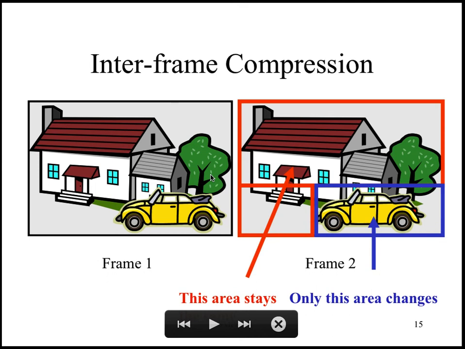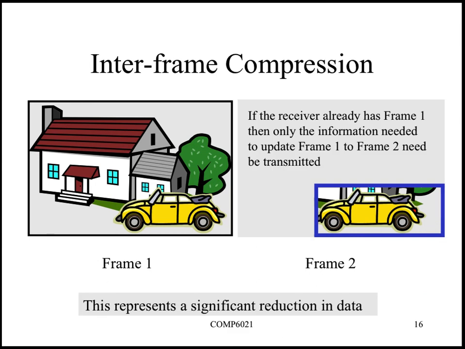And so what interframe compression does is it exploits this fact. It says, well, if the receiver already has frame 1, so I've sent frame 1, it is there now. The transmitter can say to the receiver, look, frame 2 is the same as frame 1, you just need to change these parts here. So frame 2 is the same as frame 1, but with these changes.